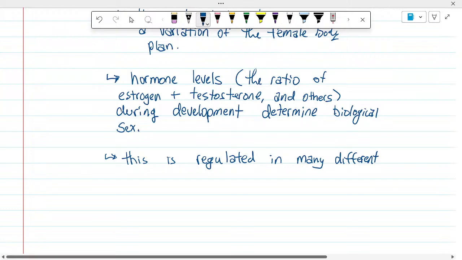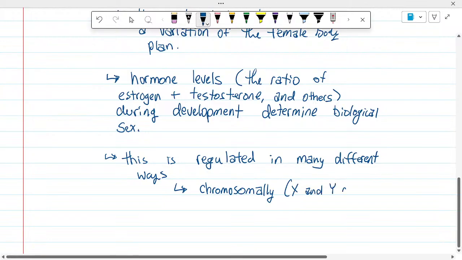So we said, all right, chromosomes. And what are the chromosomes involved? So we control it chromosomally, right? In our case, we have an X and Y chromosome. And we'll talk about what that looks like in just a minute.